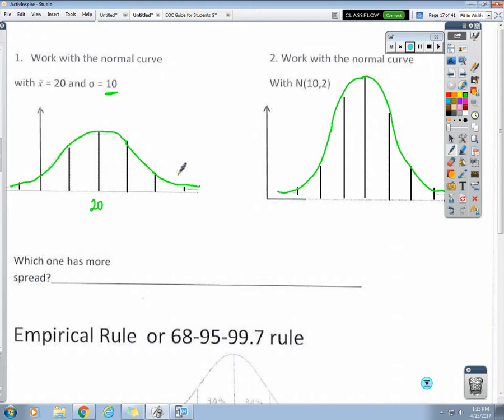Then how do you use the 10, the standard deviation? Correct. On the right side you add 10. So this would be 30, 40, 50. And on the left side you subtract 10. So this would be 10, 0, and negative 10.